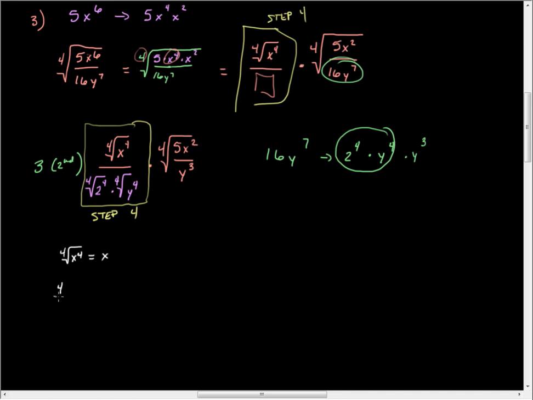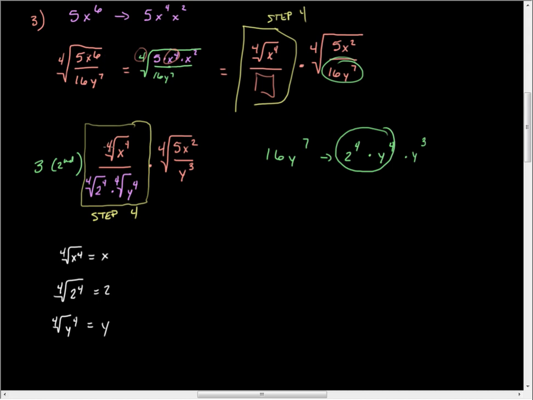The 4th root of 2 to the 4th is simply 2. And the 4th root of y to the 4th is simply going to be y. The assumption here is that we started out with positive numbers to begin with. And I know I'm probably going to get some flack for that, but the proper thing to do would be put absolute values around the variables. But I'm going to assume that we started out with positive numbers to begin with.